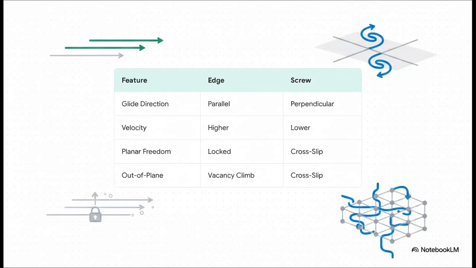To pull all of this together, we have this dislocation mobility matrix. It neatly maps out every constraint and kinetic response that differentiates our two 1D defects. Edge dislocations glide parallel to applied stress with higher velocity, but they're locked to that primary slip plane and require high-temp vacancy climb to move out of plane. Meanwhile, screw dislocations glide perpendicularly at a lower velocity, but they're capable of 3D cross-slip right out of the box.